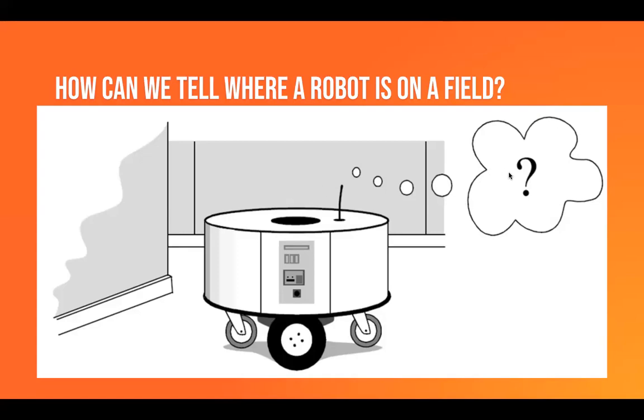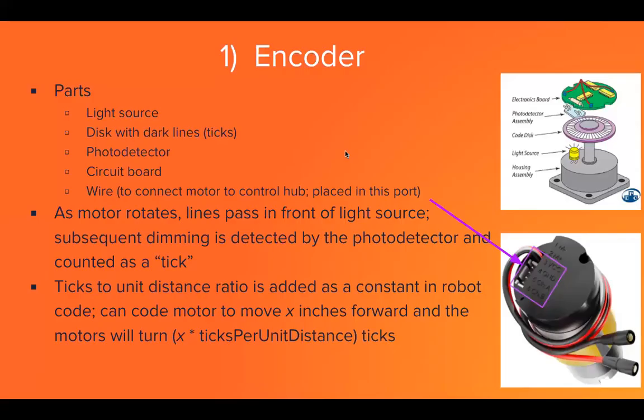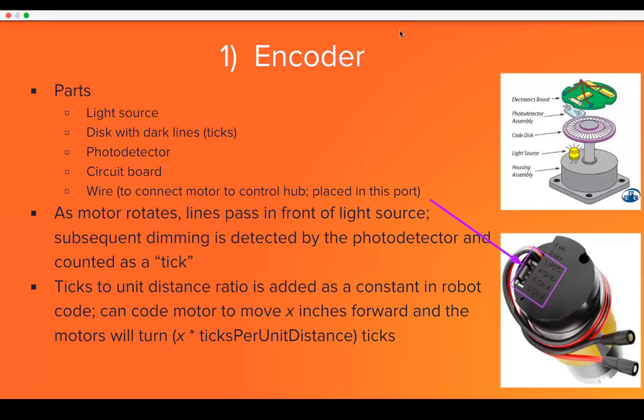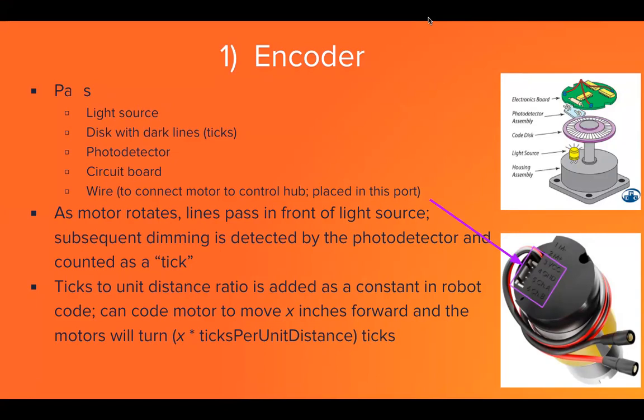So how can we tell where a robot is on a field? One way to do it is an encoder. It's embedded into the motor, and there are some parts needed: a photodetector, a circuit board, a disc with dark lines, like tick marks, a light source, and wire to connect the motor and the control hub. And just for people who weren't there the last couple of days, the control hub is pretty much the main brain of the robot, and where the drivers have access and control the robot from.